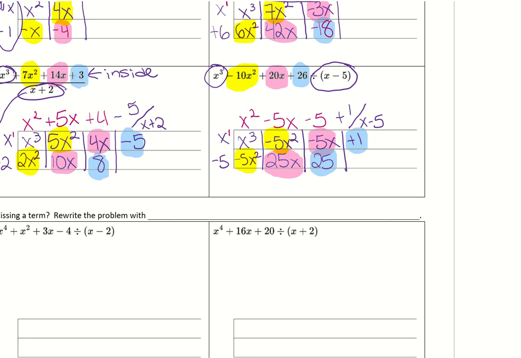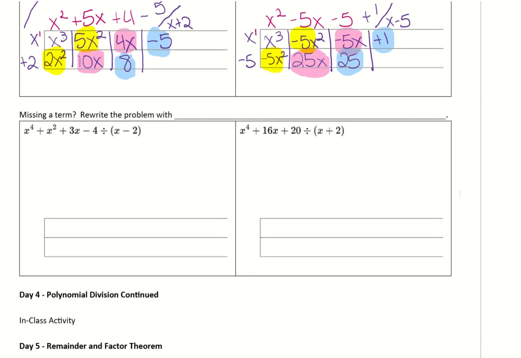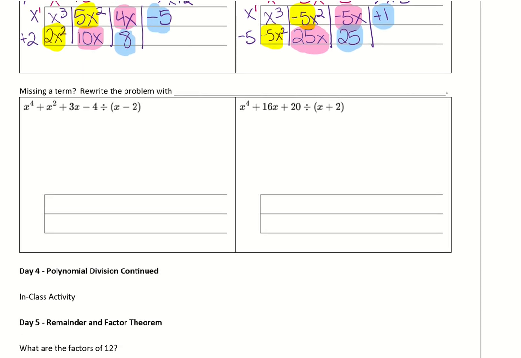All right, we're going to do 2 more examples, and then we'll be done. Sometimes you'll be missing a term, and when that happens, you'll need to rewrite the problem with placeholder zeros.